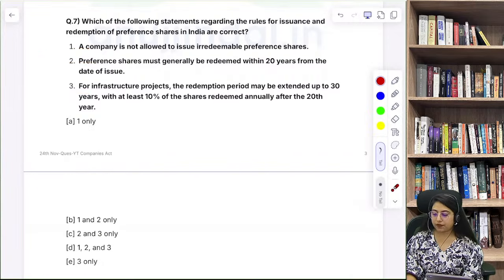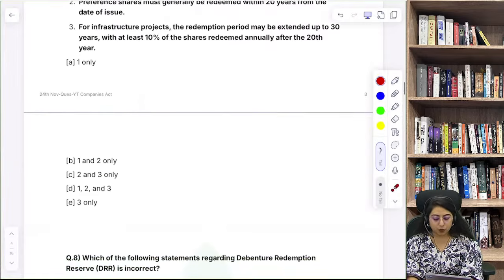Preference shares are the type of shares which give investors preferential rights compared to the equity shares. Preference shares get dividend first before equity shareholders, and if the company shuts down, preference shareholders are paid before the equity shareholders. Okay, very good.